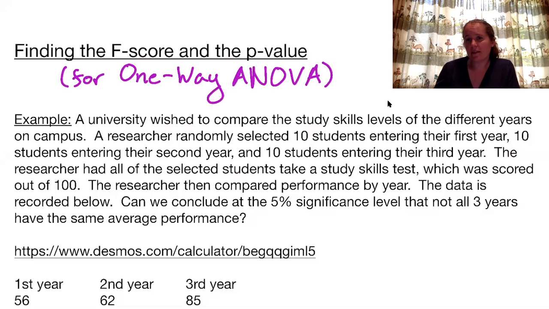So again, we're looking at the same example we've looked at in other Module 26 videos. A university wished to compare the study skill levels of the different years on campus. A researcher randomly selected 10 students entering their first year, 10 students entering their second year, and 10 students entering their third year. The researcher had all of the selected students take a study skills test, which was scored out of 100. The researcher then compared performance by year. The data is recorded below. Can we conclude at the 5% significance level that not all 3 years have the same average performance?